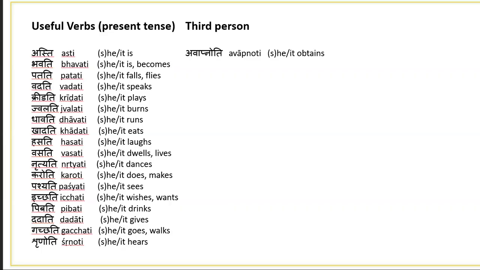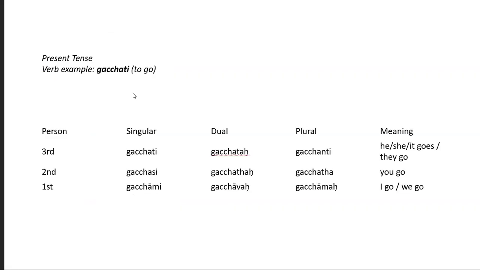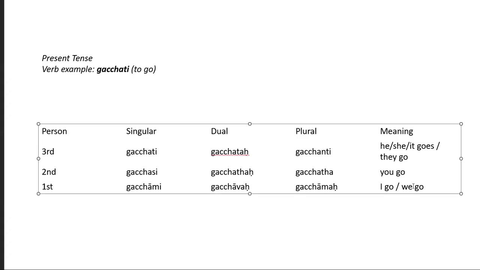So now you see here, we have gacchati, to go, not only in the third person, gacchati, but also in the second person, which is you go, gacchasi, and then in the first person, I go, gacchami. And then we also have the plural, gacchanti, they go, gacchatha, you go in the plural, means if there are several people you are talking to, and then we go, gacchama.